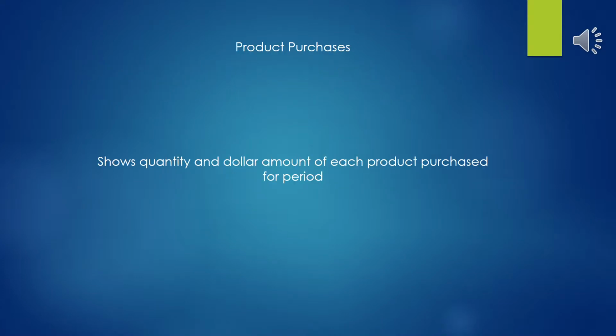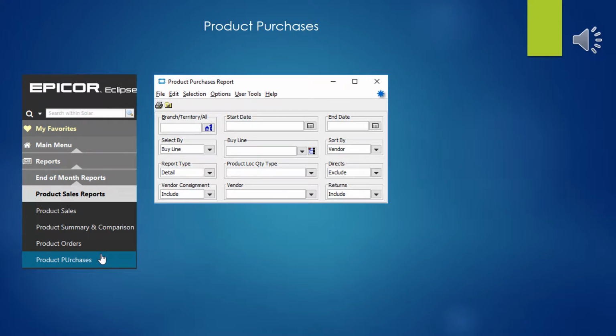This presentation covers the Product Purchases report. This shows the quantity and dollar amount of each product purchased for a period. This deals with your purchase orders, not the purchases from the customer. The Product Purchases report is fairly straightforward.